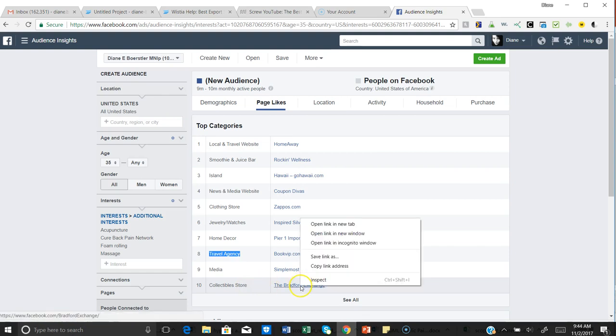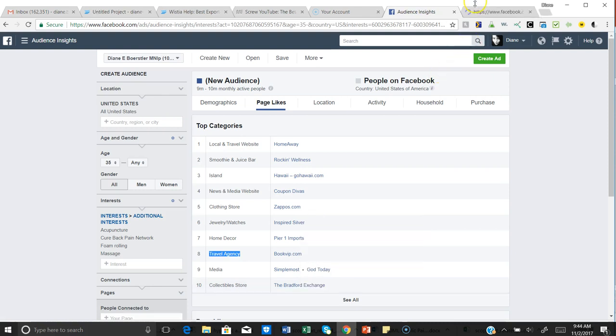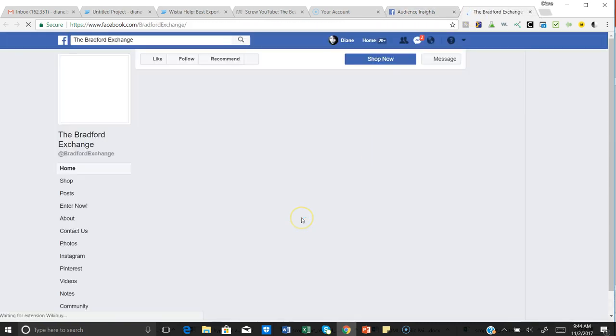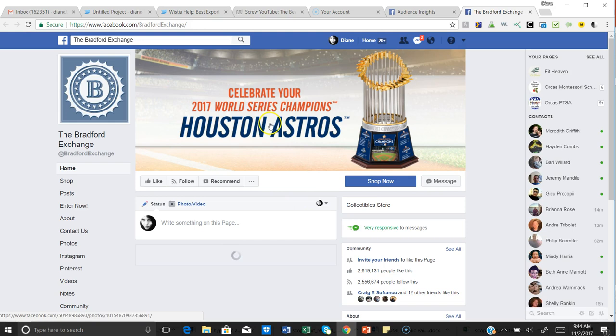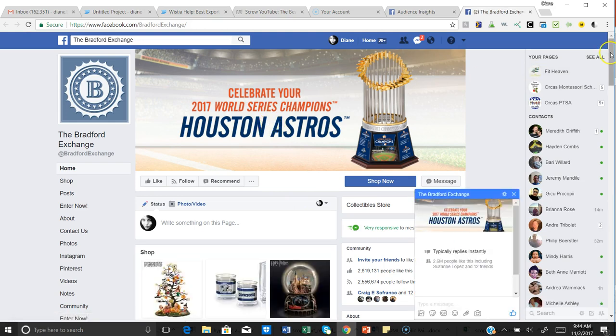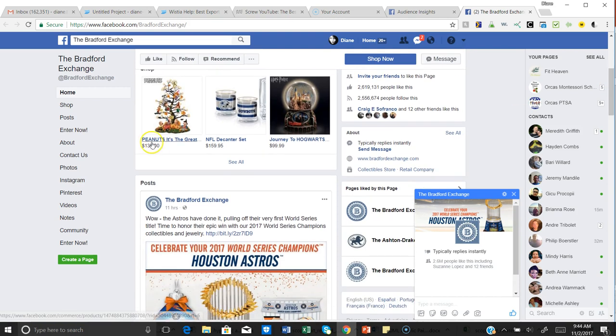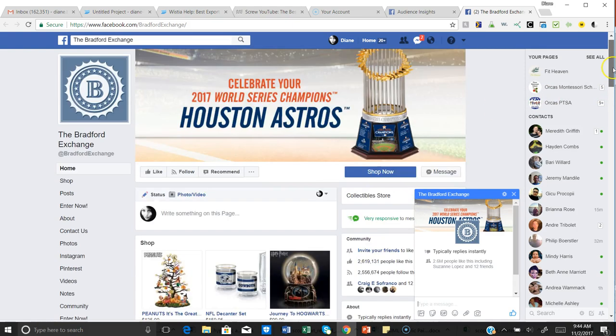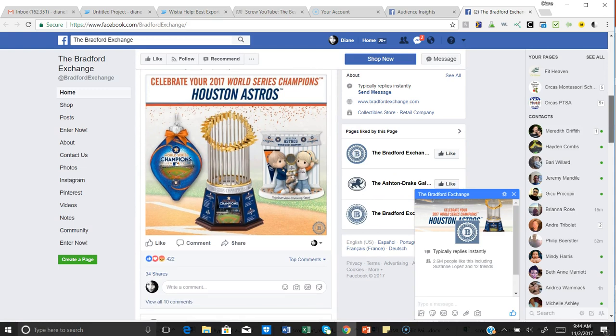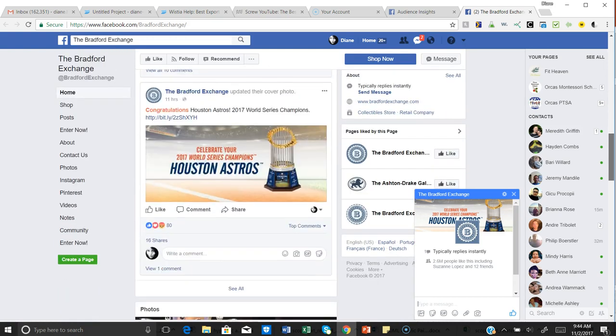The Bradford Exchange is a collectibles store. Let's go see what their price point is. So, $135 for a kitschy Peanuts thing. $159.95 for a decanter set. Hogwarts. The Bradford Exchange sells passion-driven products, right? People who are passionate about something.